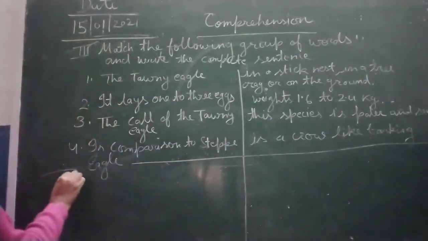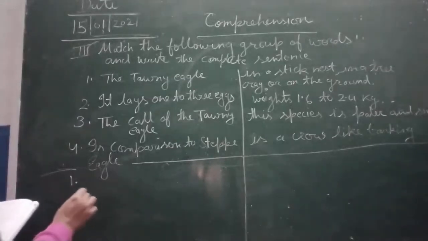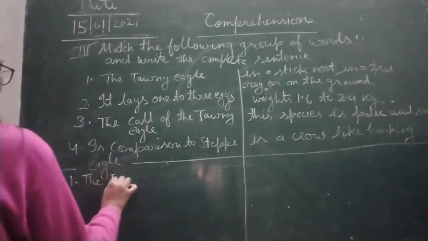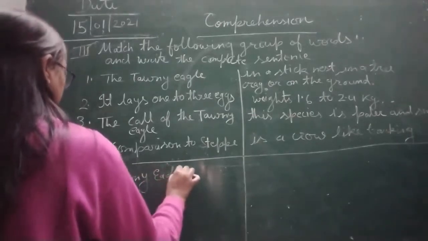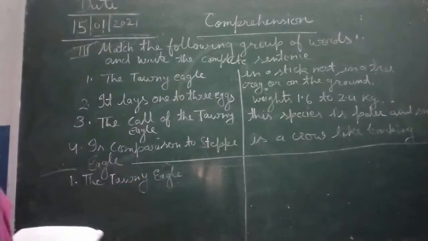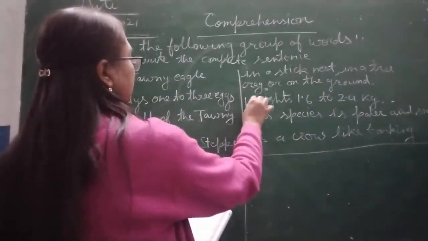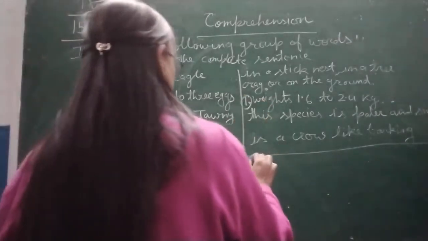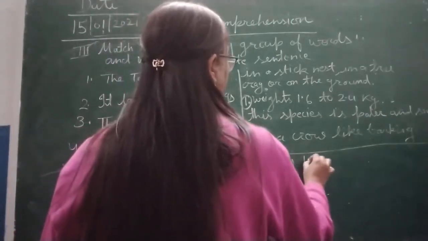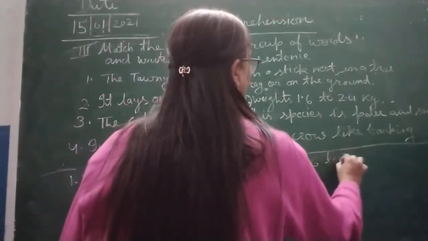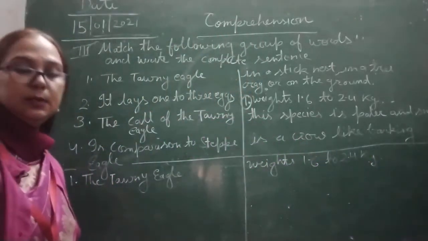Okay children. Now the first one, which you can see is the tawny eagle. Now from where we are going to match, this is the correct answer. This is the first answer. So we are going to write weights 1.6 to 2.4 kg. So this is the correct answer.